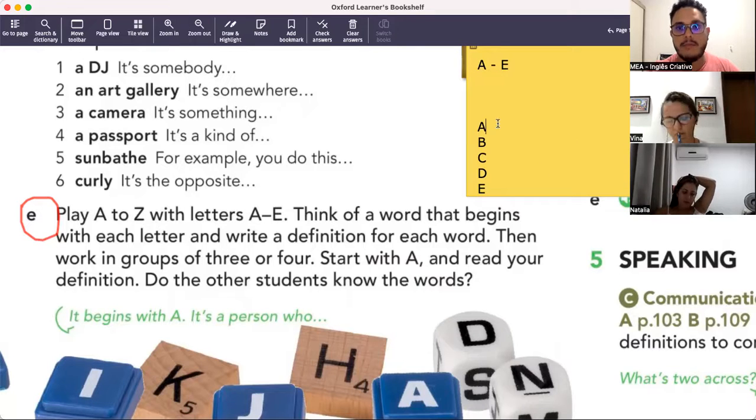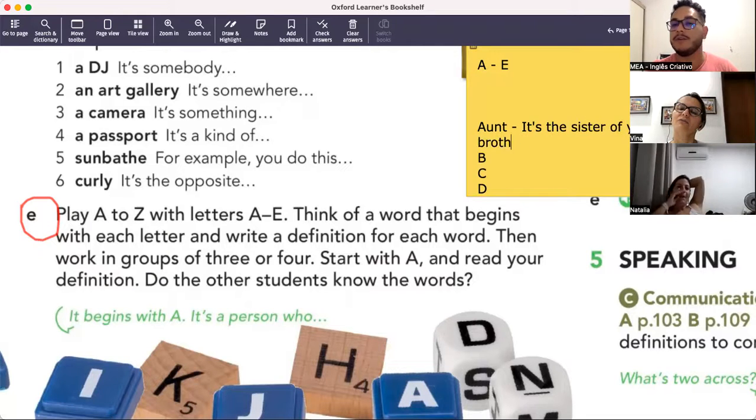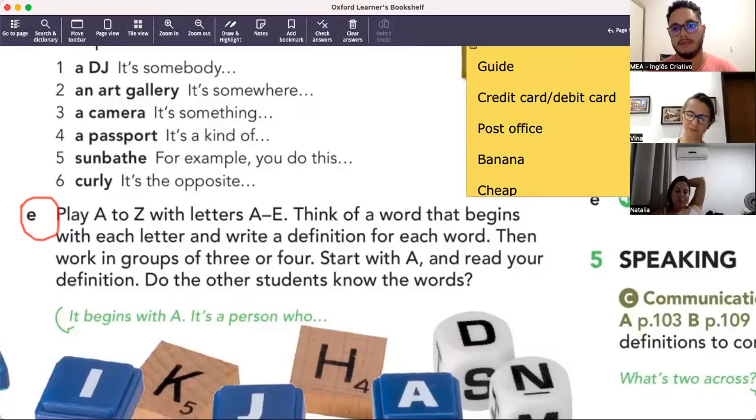Ok. For example, if it's ant. It's an example, ok? Já não pode usar ant. The person, it's the sister of your brother, of your father or mother. Ok. Okay? Perfect. Good.